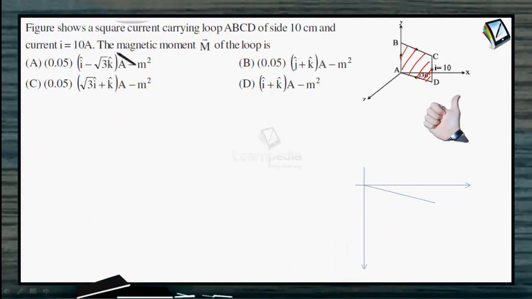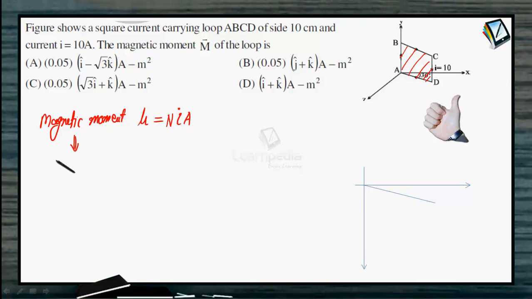Okay. So magnetic moment M of the loop, this particular square of side 10 centimeter carries current 10 ampere. Magnetic moment M of the loop is. So first of all, what is the magnetic moment of a loop? Magnetic moment of a loop can be represented by mu, and it is equal to current into area. Basically, the magnitude of the magnetic moment is current into area, and in case there are more than one number of turns, then we can always multiply it with the number of turns, and NIA will become the mu.